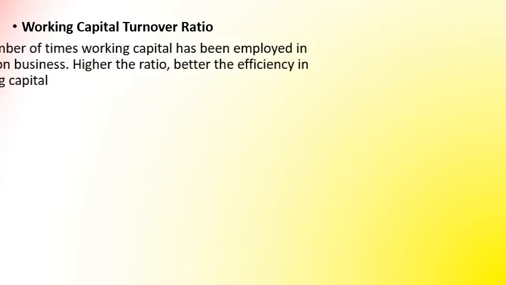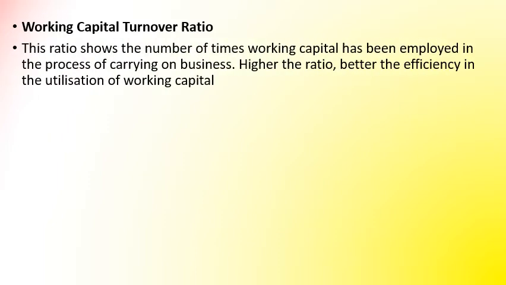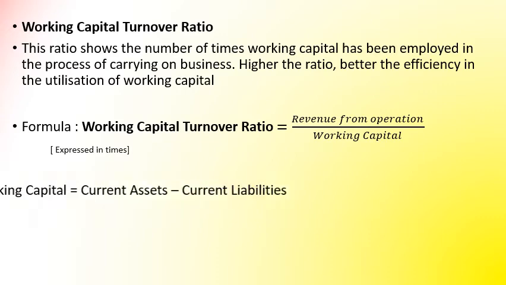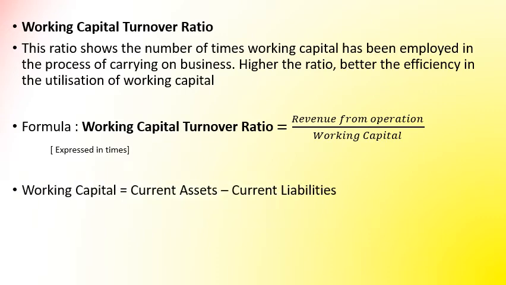Working capital turnover ratio. This ratio shows the number of times working capital has been employed in the process of carrying on business. The higher this ratio, the better the efficiency in the utilization of the working capital. As you all know, working capital for the organization is very important. It is calculated as current assets minus current liabilities. Now the formula is revenue from operations, that is net sales, divided by working capital. Working capital, as I discussed earlier, is current assets minus current liabilities.